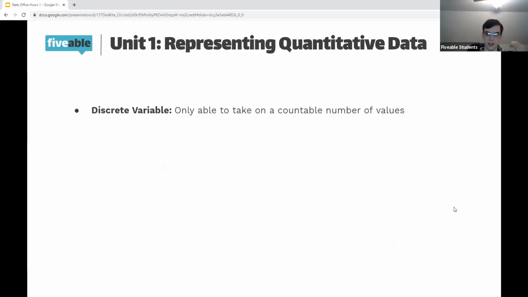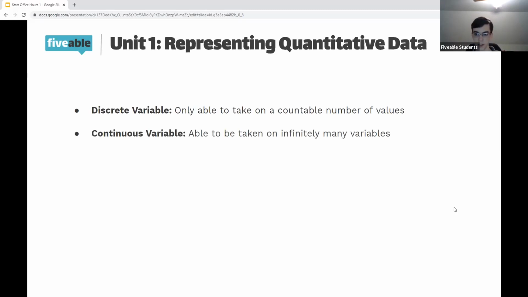So there are, broadly speaking, two types of quantitative data, and this is one of the first things in statistics that can get a little tricky until you understand it. So you've got discrete variables, which means they are only able to take on a countable number of values. And you might say, wait, hang on, aren't those categorical values? No, because the difference between a discrete quantitative variable and a categorical variable is that discrete quantitative variables are still represented by numbers. It just can only take on specific values.